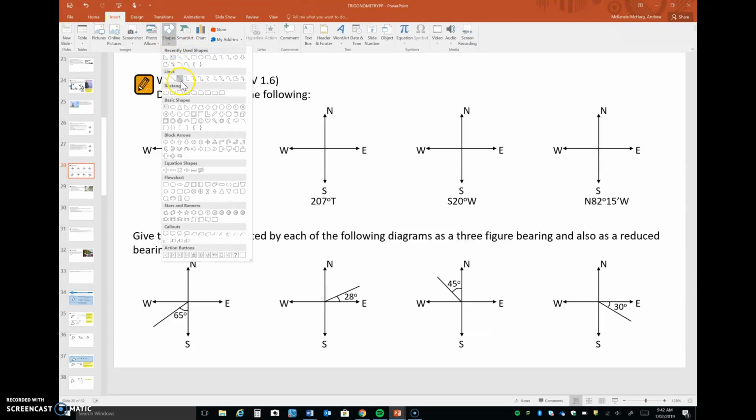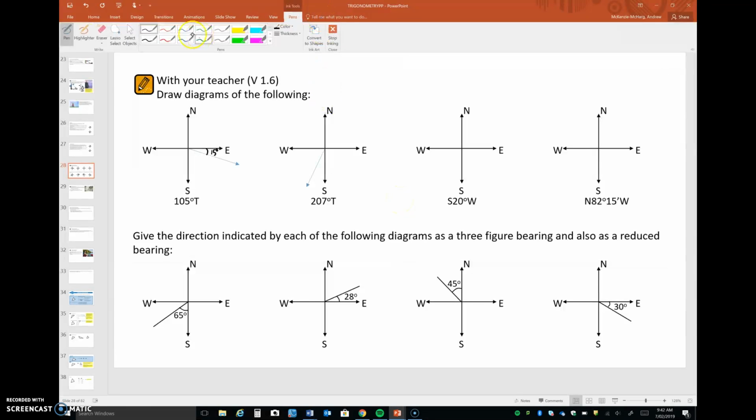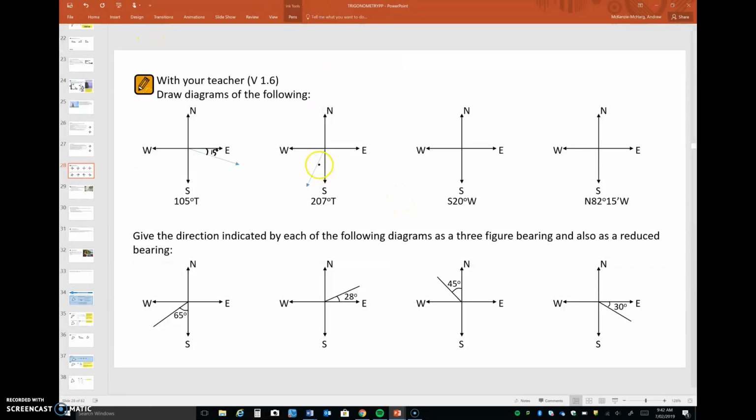Okay, let's do another one. This is 207 degrees true. Okay, so we're going to start here. Go around clockwise, 90, 180, I'm going to go another 27 degrees, about that much. And once again, I'll fill that in. Here, 27 degrees.